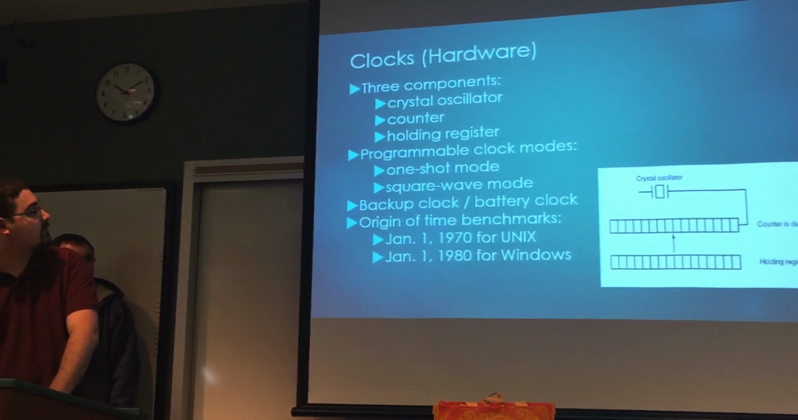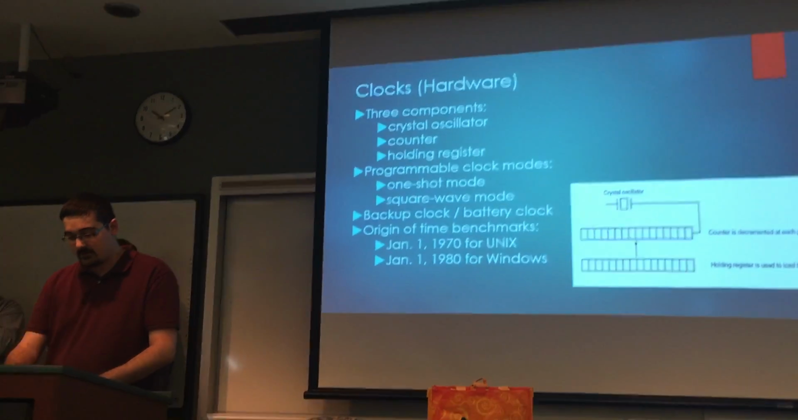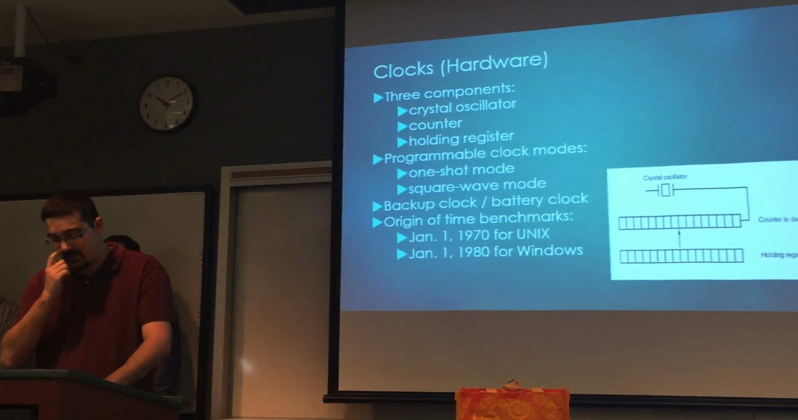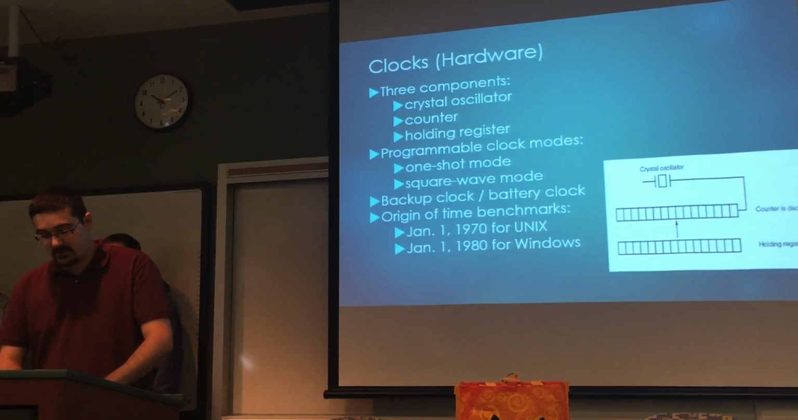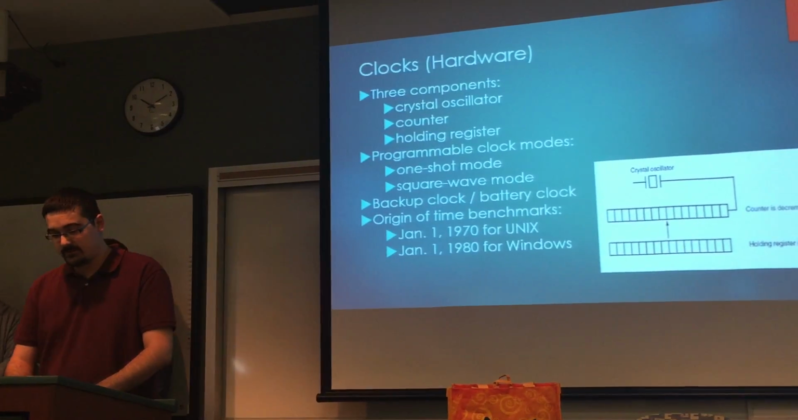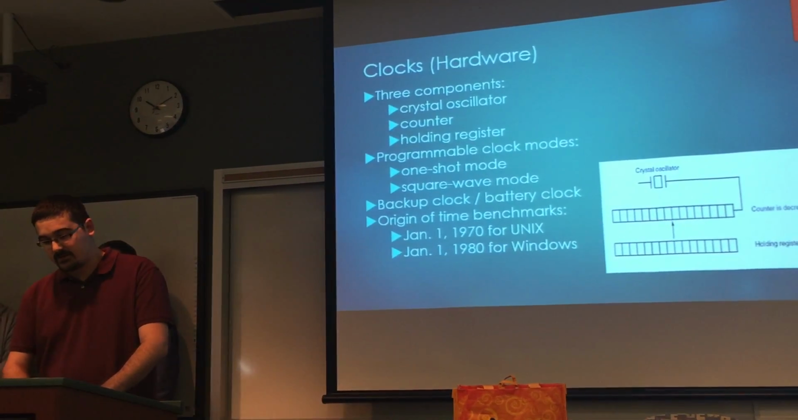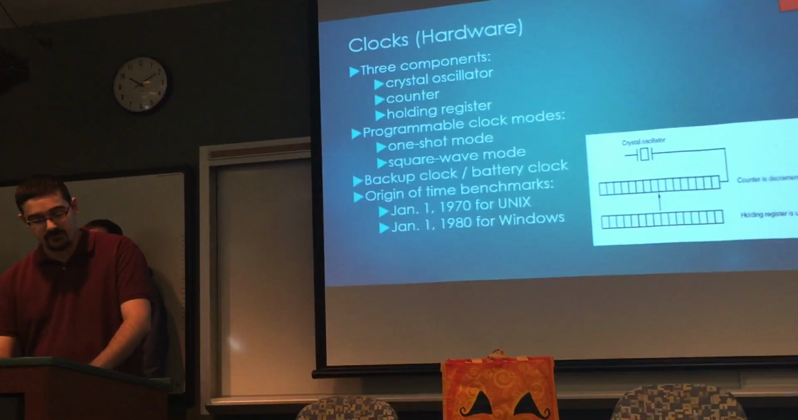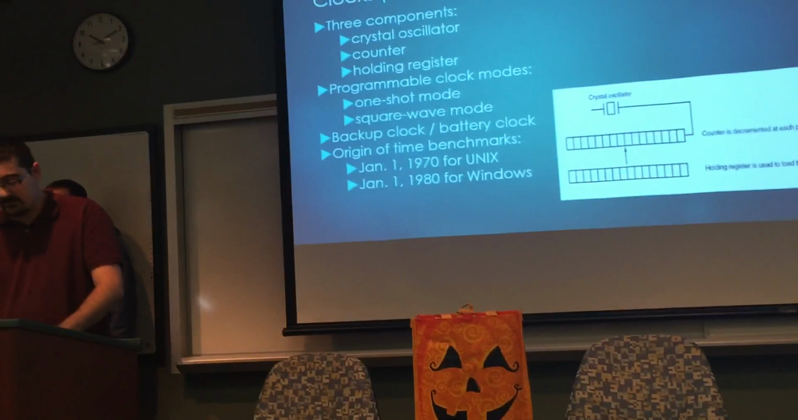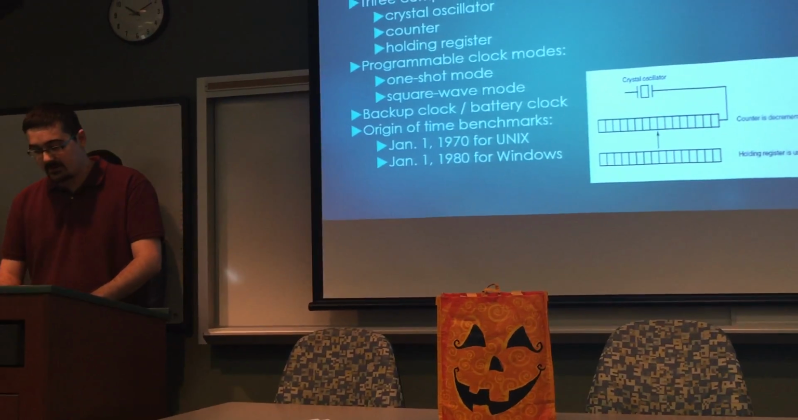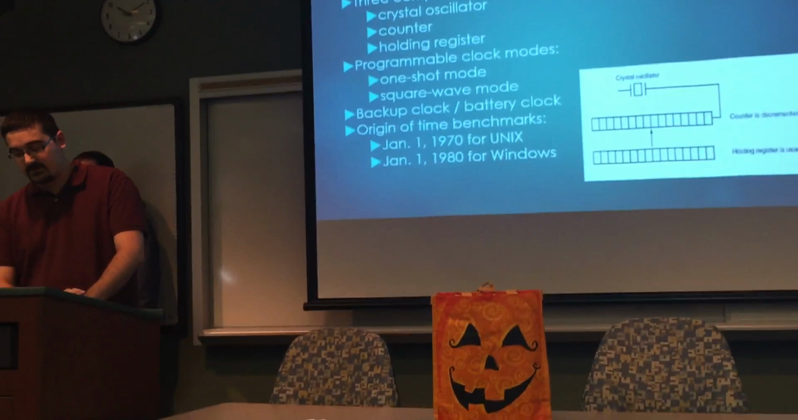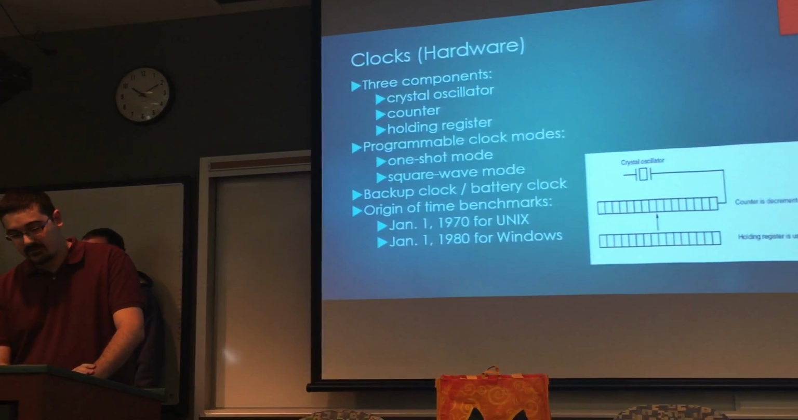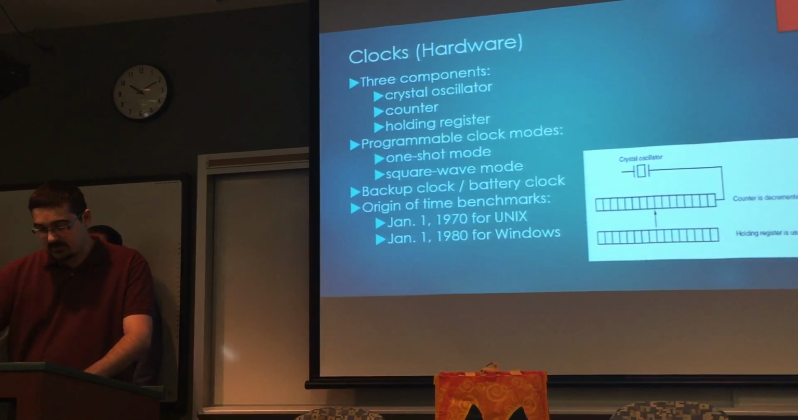There are two different programmable modes. One-shot mode is when the clock is started, it copies the holding register into the counter, and then decrements the counter at each pulse from the crystal. When the counter hits 0, it causes an interrupt and stops until it is started again by the software. Then you have square wave mode. After getting to 0 and causing the interrupt, the holding register is automatically copied into the counter, and the process repeats indefinitely. These periodic interrupts are called clock ticks.